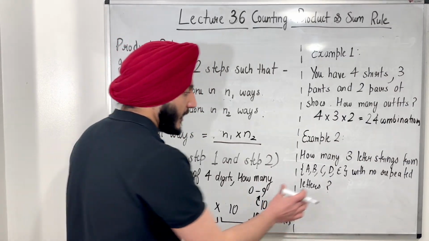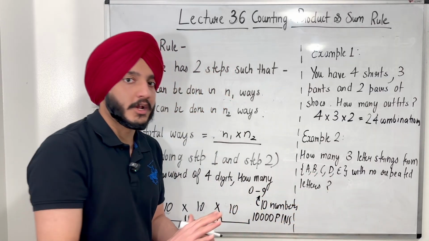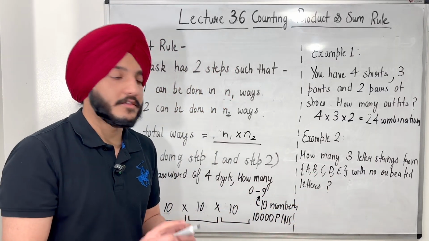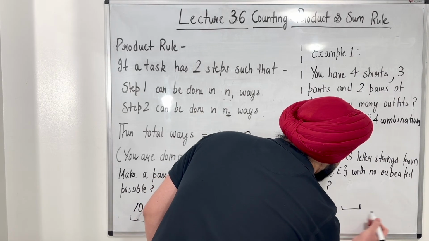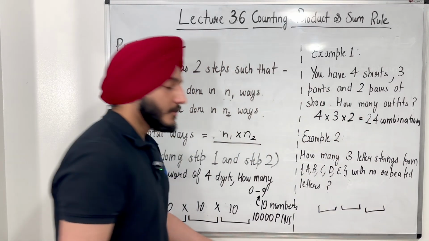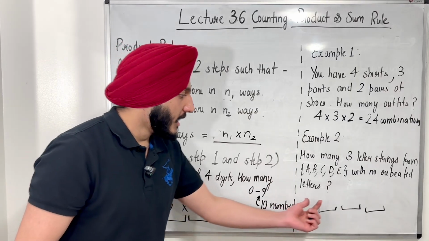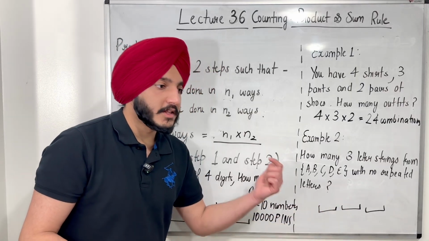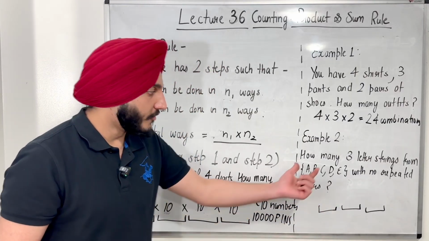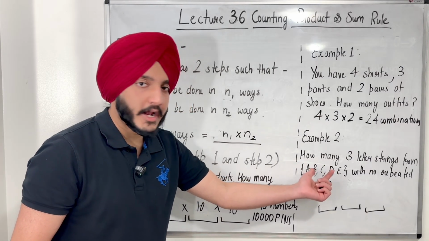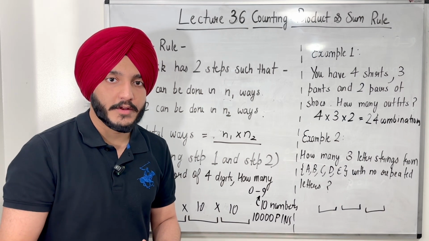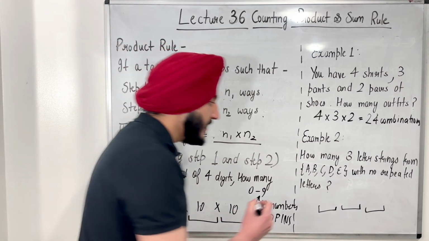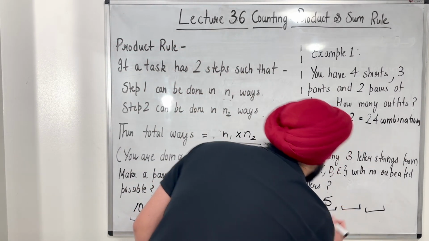If you look at this, I have 5 possibilities in the first step. First of all, I need to make a 3-letter string. Think about how many possibilities there are in the first step. I could choose any one of these values: A, B, C, D, E, which means I have a total of 5 possible values. So I can choose 5 for the first one.